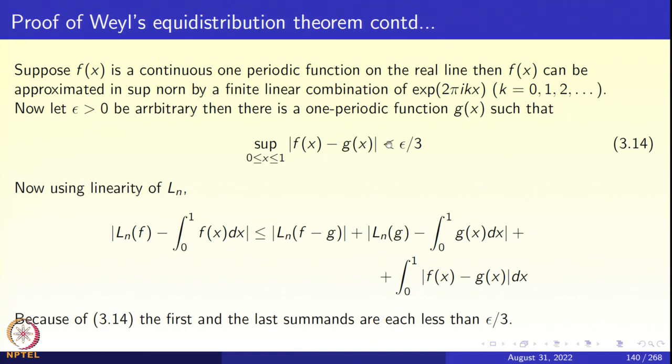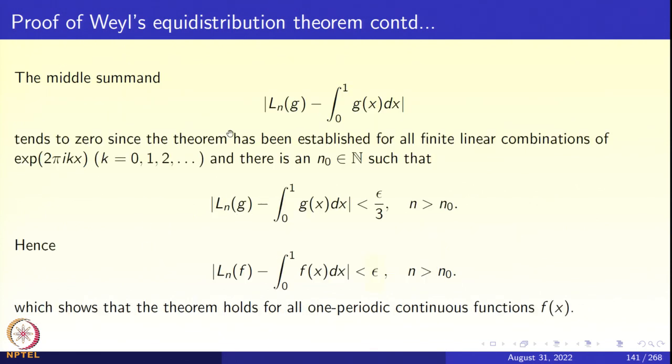Now f x minus g x is less than epsilon by 3, so when I integrate it over 0 to 1, this last piece is clearly going to be less than epsilon by 3. Also, f x minus g x less than epsilon by 3 means when I evaluate f and g at a bunch of points and take the arithmetic mean, that will also be less than epsilon by 3. So because of 3.14, the first and the last summands are both less than epsilon by 3. So now we need to look at the middle summand. What is the middle summand? Mod L n g minus integral 0 to 1 g x dx. Let us focus on this.